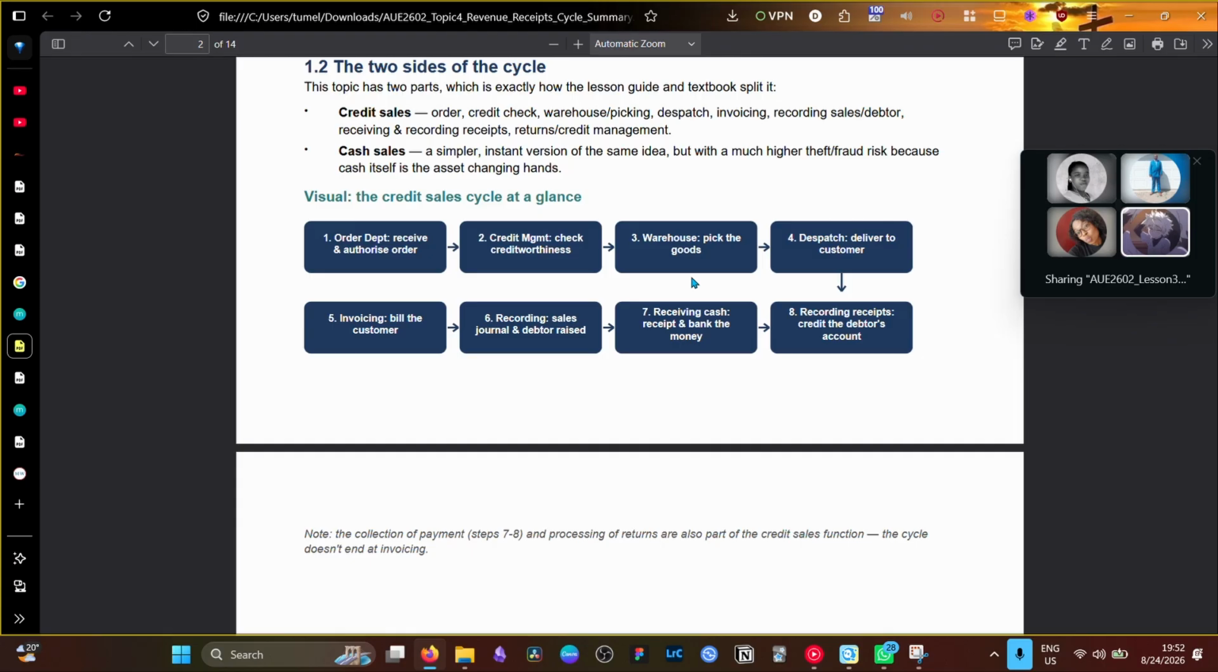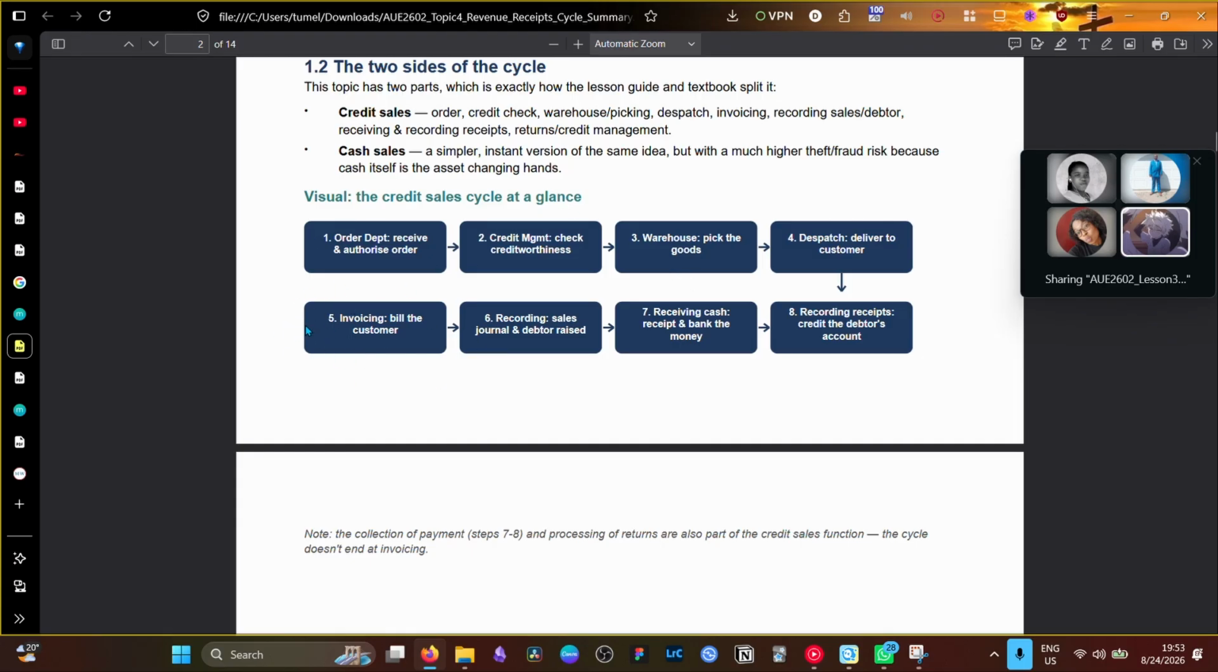Right, and then hold on. Am I tripping? Yeah, this doesn't make sense. Yeah, there was an error. So it starts at dispatch delivery to customer. There's an error here. Discover delivery to customer, and then goes to 5. It's the other side. Yeah, that's invoicing and bill the customer.